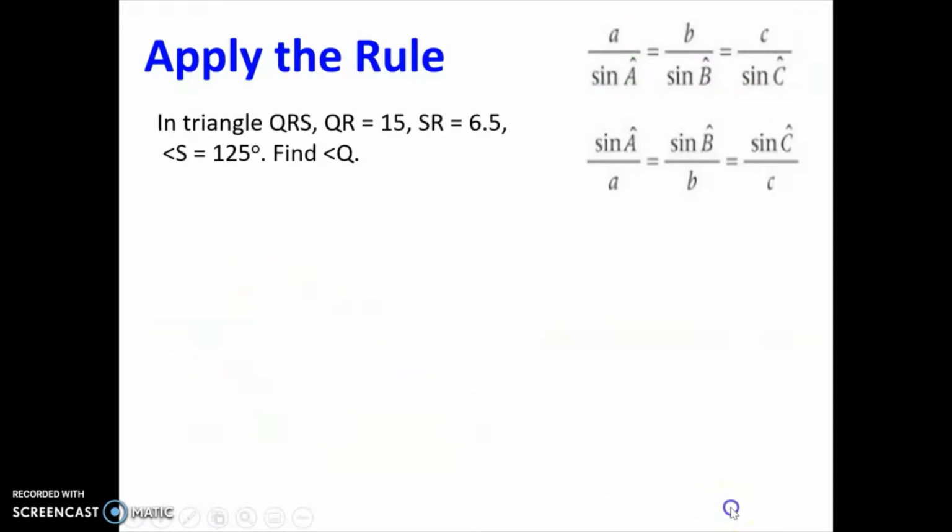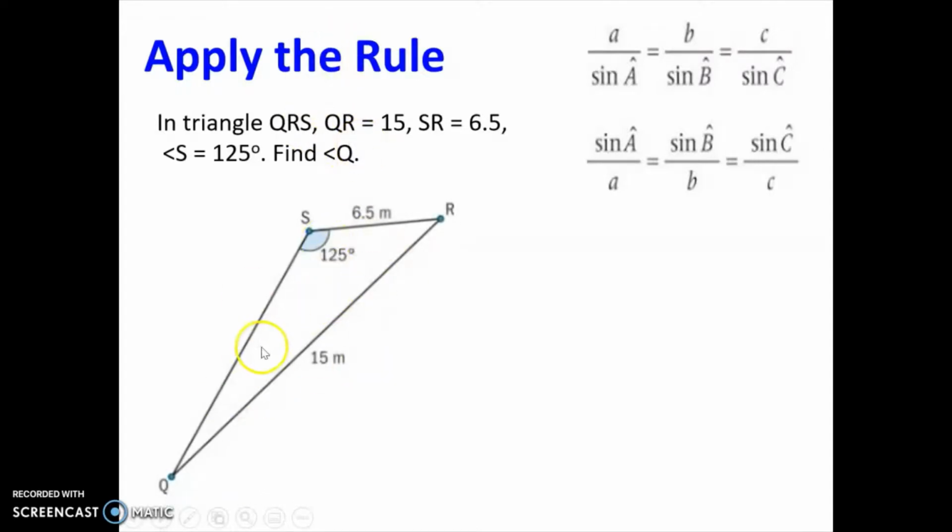Let's try another one. Okay, so here, triangle QRS, and we're given some things. How about you draw this triangle, QRS, and then label the angles Q, R, and S, and label the sides opposite each one, small q, small r, small s, and see if you can label it correctly. Okay, here is how I drew that triangle.